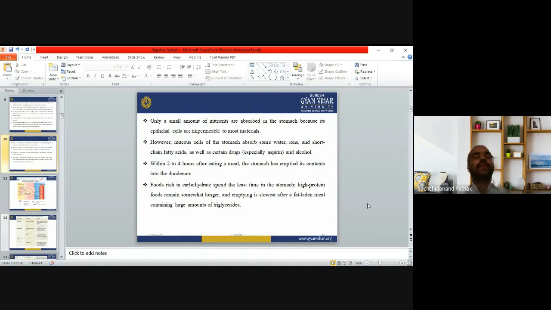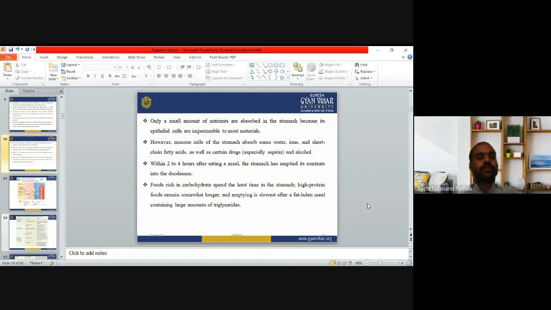So the stomach will take 2 to 4 hours until it is empty, and when it is empty, the food contents will empty into the small intestine, the duodenum part. And how much time will it take? 2 to 4 hours.